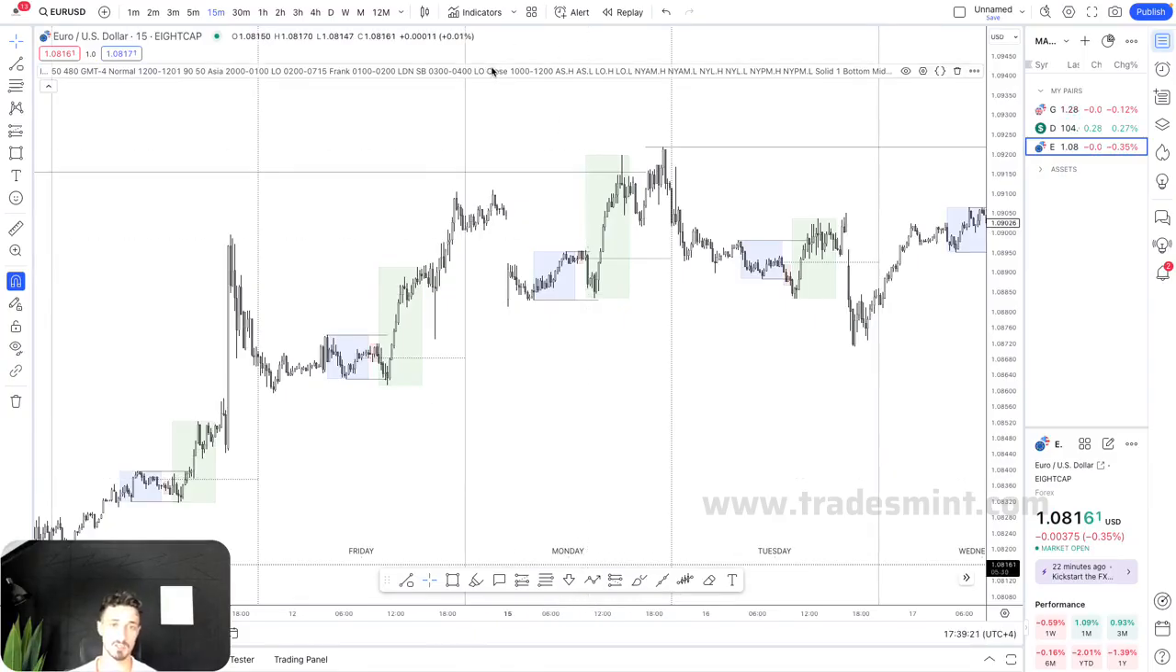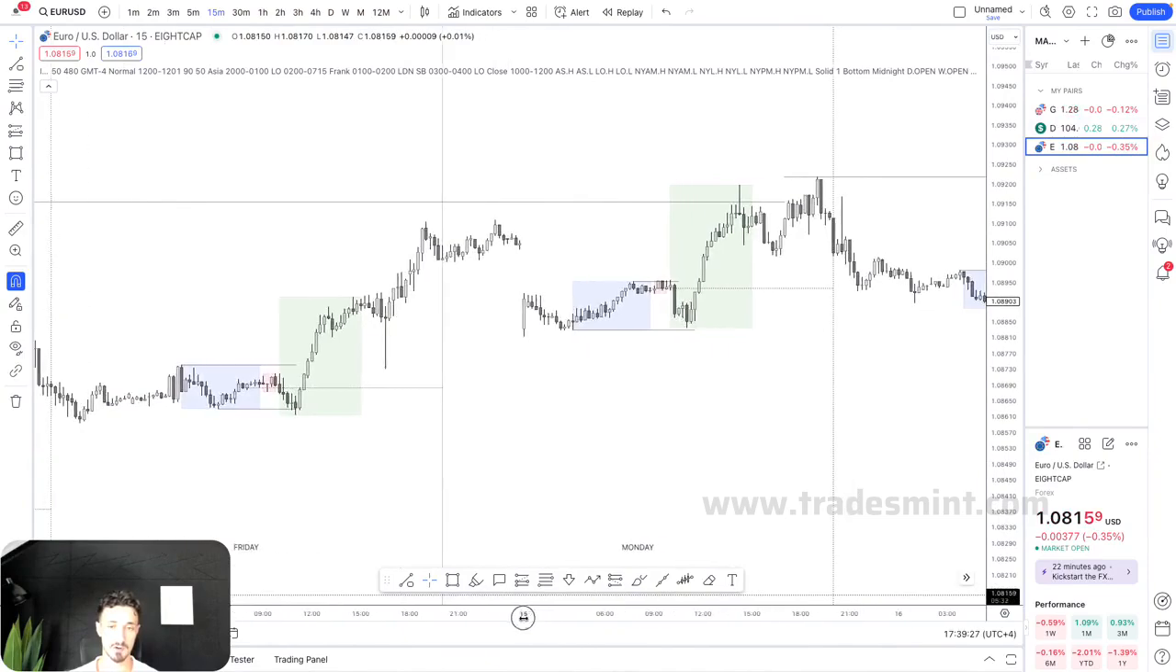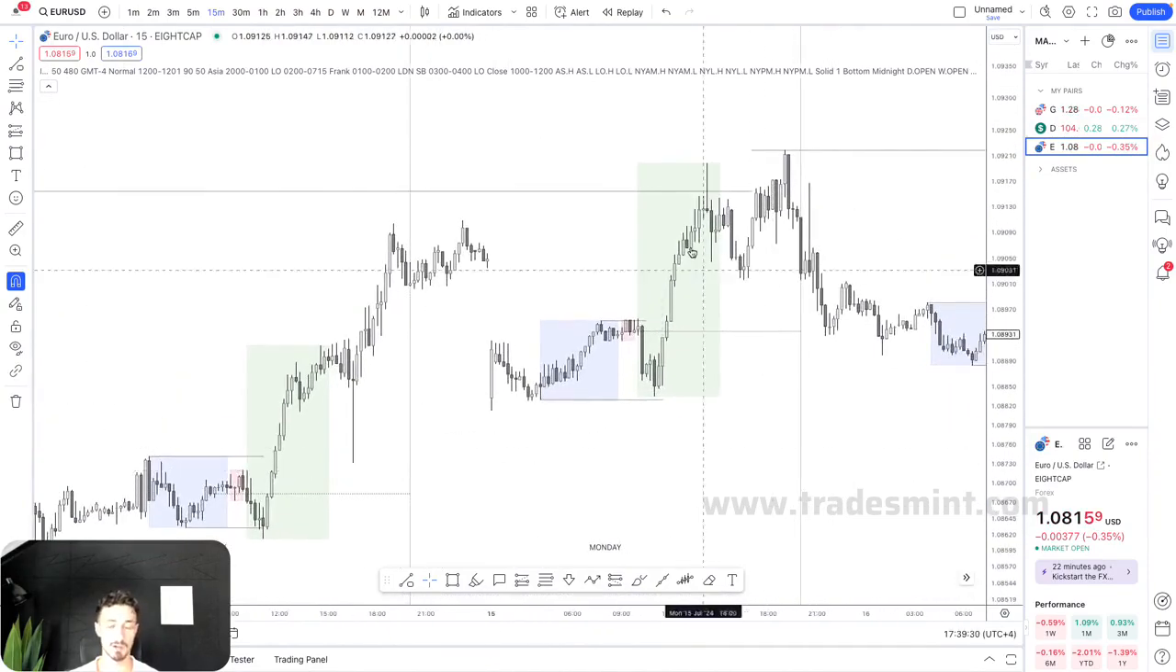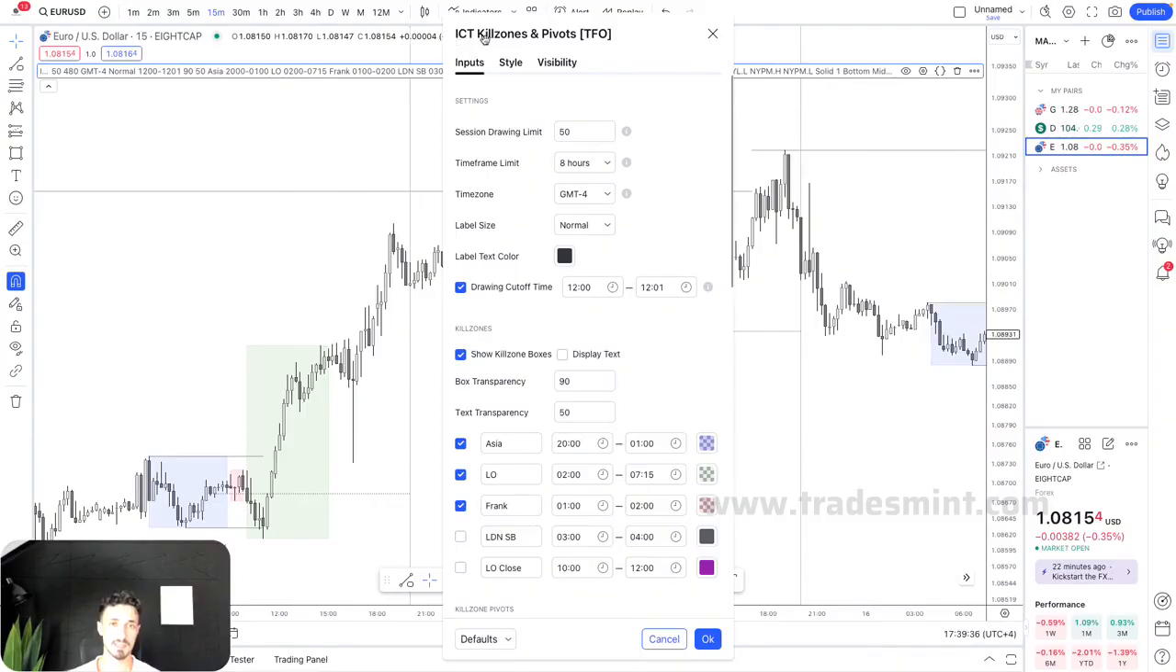And the most common question I get asked is, what indicator do you use to map out your sessions? And so this is the indicator that I'm currently using. However, in the future I will create my own, but at the moment I'm using this indicator here, and it's called ICT kill zones and pivots brackets TFO. And these are the inputs that I have.